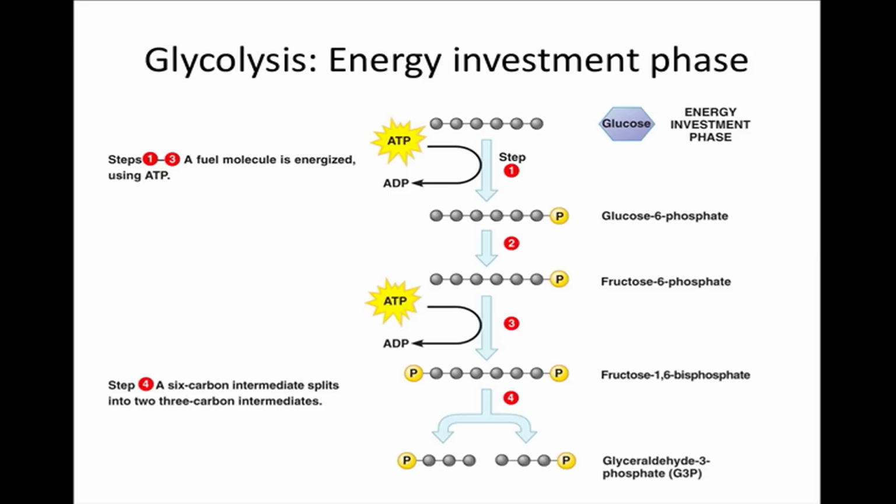The energy investment phase actually consumes energy. In this phase, ATP is used to energize a glucose molecule, which is then split into two small sugars that are now primed to release energy. Two ATPs are used in the energy investment phase.